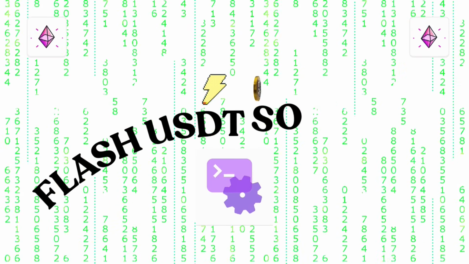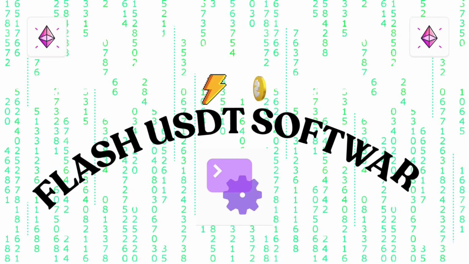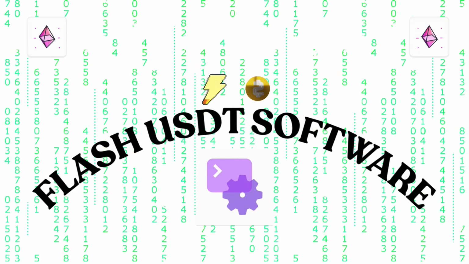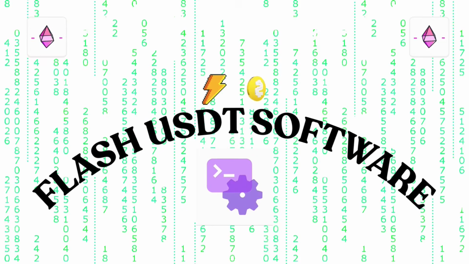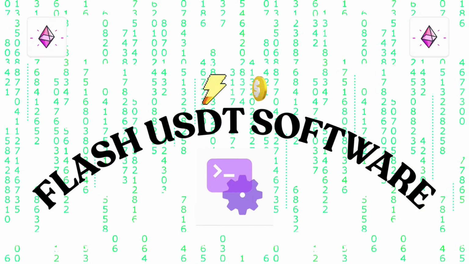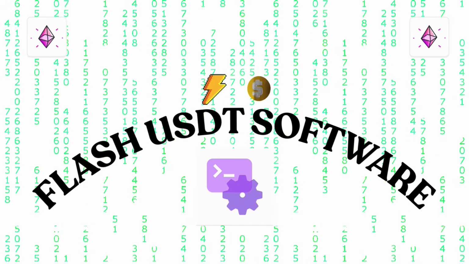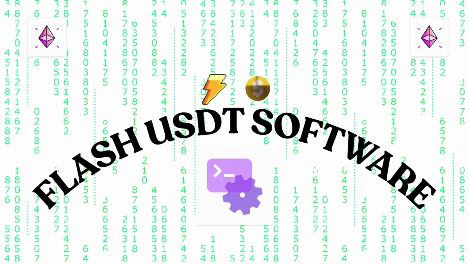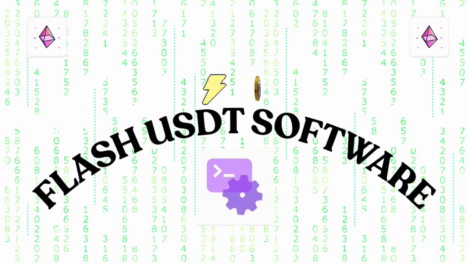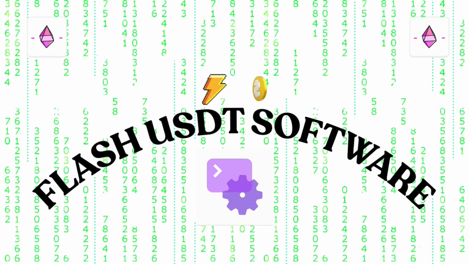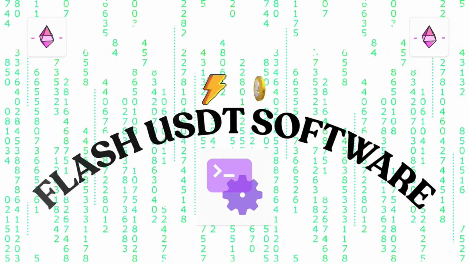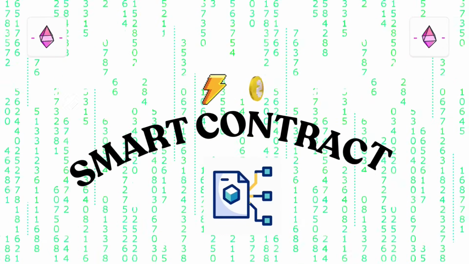USDT Flash software is a specialized tool that allows you to generate temporary USDT transactions on compatible blockchain networks. These transactions appear in blockchain explorers and wallet histories for a limited time, but do not behave like permanent on-chain transfers. These softwares can be quite expensive, and it is hard to find a working one. Another way is to generate Flash USDT using a smart contract.